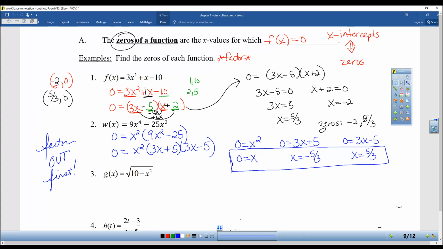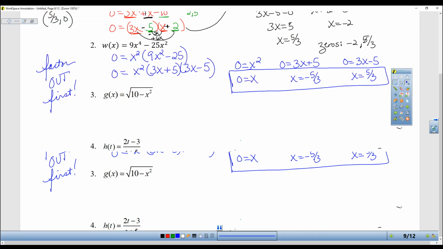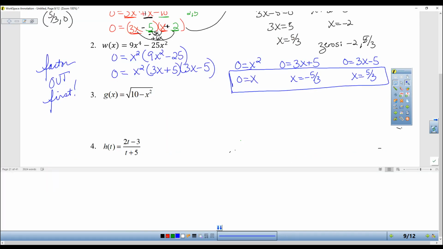Now, even though factoring will probably be 90% of what we do, there's definitely going to be times when it's not. So a little review from algebra here is when you set something equal to 0, and you can't factor it, but it has a square root, you can square both sides. Luckily, when you square 0, it's still 0. So I actually just get this.